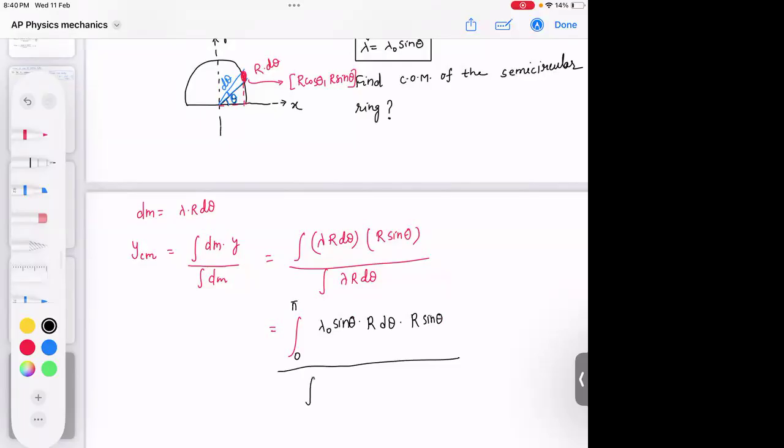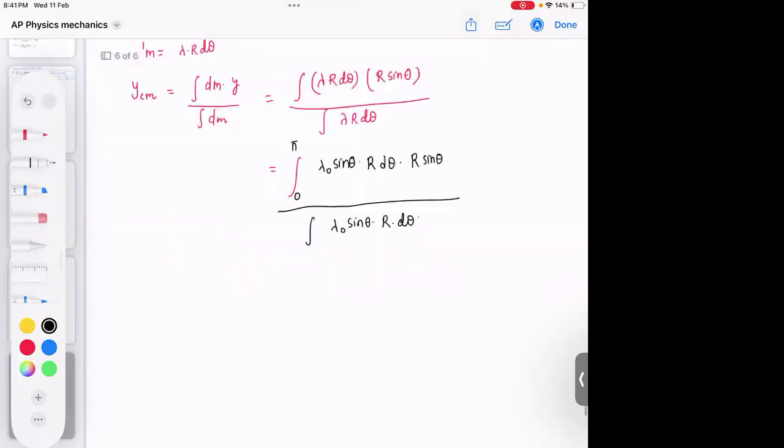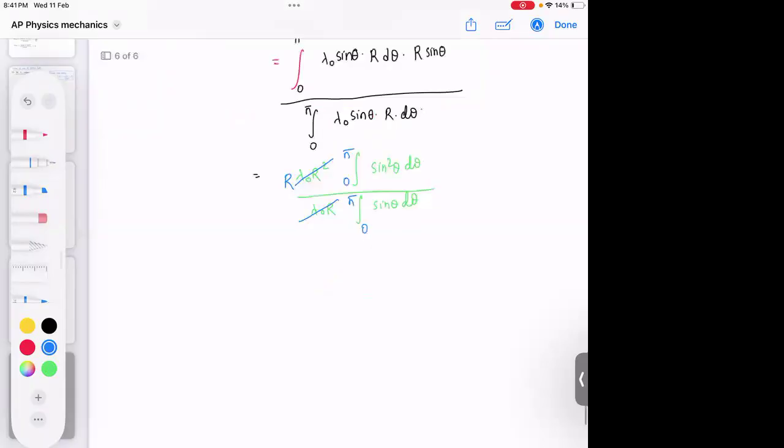In the denominator, dm means lambda naught sine theta r d theta. Let's simplify it. This integration also will go from 0 to pi. Lambda naught and r square come outside, so we have the integration of sine square theta d theta. And in the denominator, lambda naught r outside, the integration of sine theta d theta. The limit will be 0 to pi. With a little simplification, lambda naught r gets cancelled out and only r will be left.